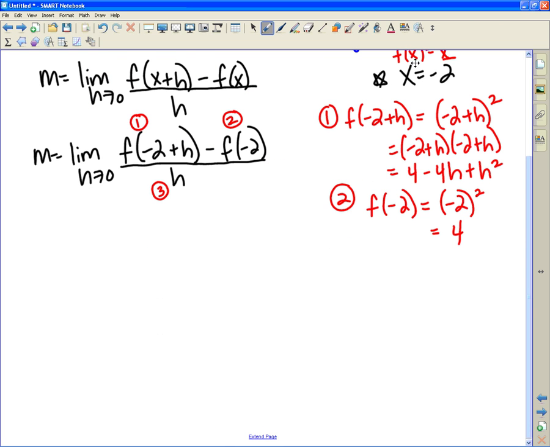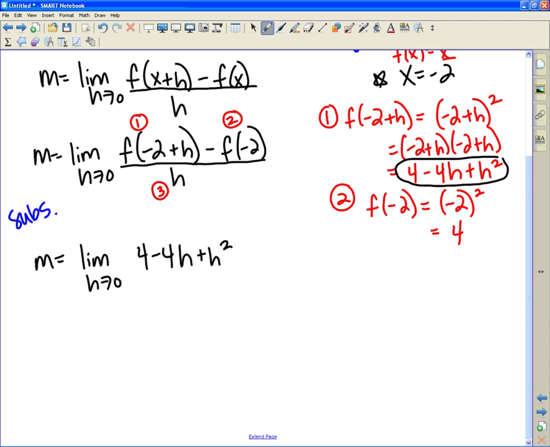Now that we've done all this stuff on the left, we're going to go ahead and substitute over here. So m equals, I like the m there because it reminds me that I'm finding a slope. The limit as h approaches 0, our f of negative 2 plus h, or step 1, is right here. So it would be 4 minus 4h plus h squared. What would my next symbol be? Minus. And then I need to subtract f of negative 2, which is 4, all over h.